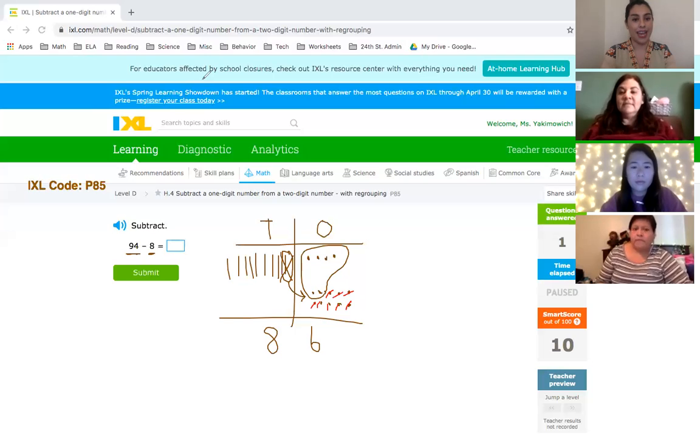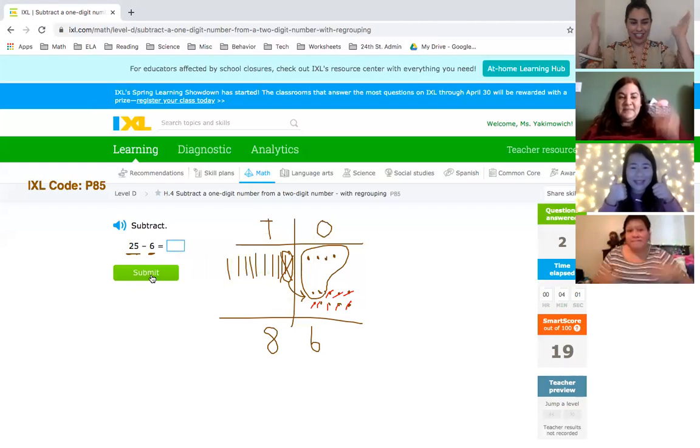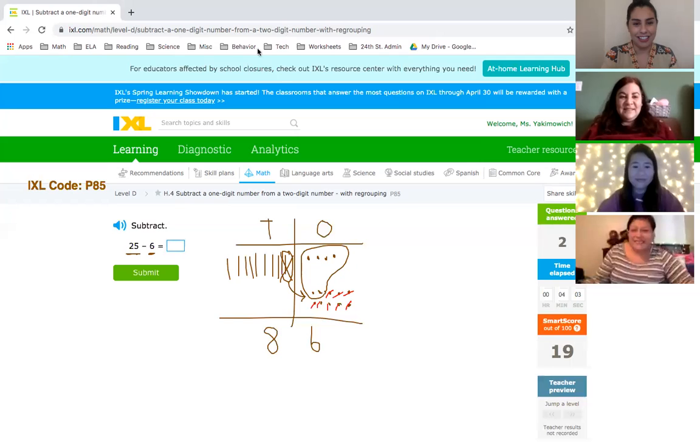So we have 86, and let's check if our answer is correct. 86. Are we ready? Fingers crossed. Awesome job. We did it with our tens and ones strategy.